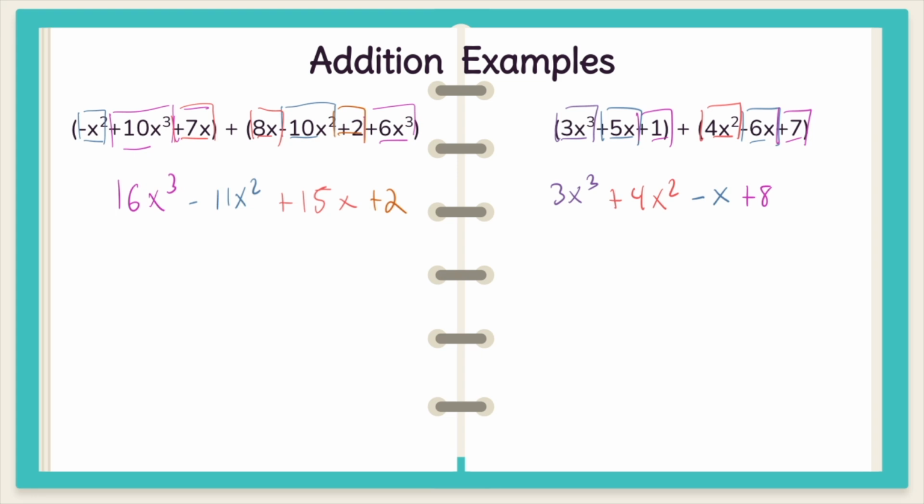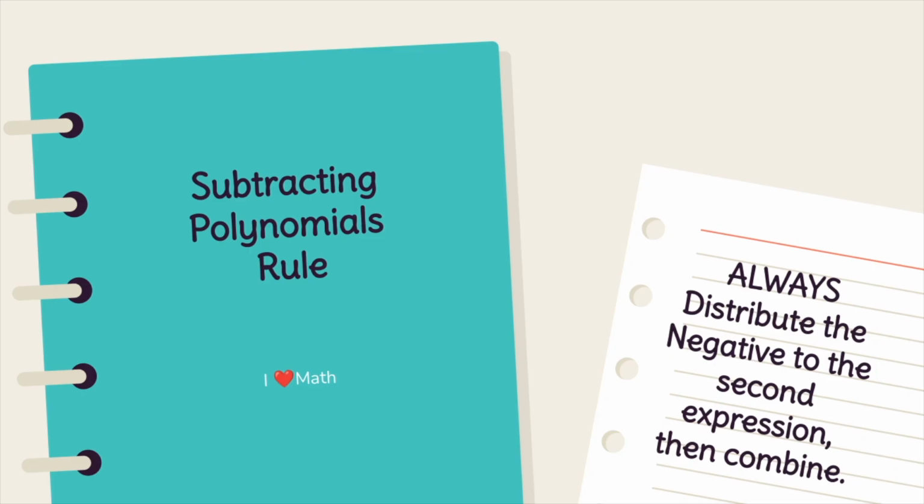Now let's take a look at the rule about subtraction. Our rule for subtracting polynomials is we're always going to distribute the negative to the second expression first, then we're going to combine.